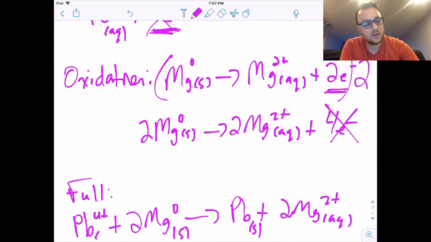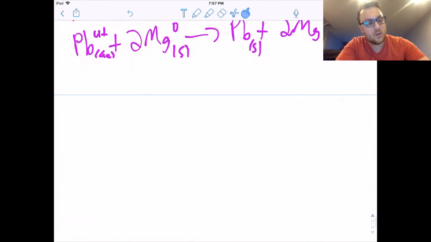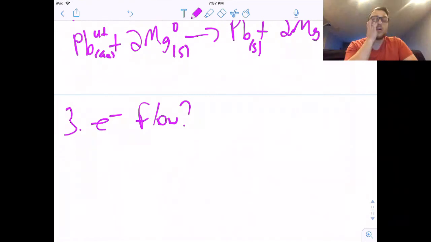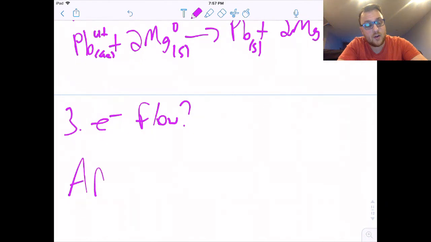Where are the electrons flowing? So what if there's a question on electron flow? You're going to sit there and go, wait, are they going from Mg to Pb? Are they flowing from Pb to Mg? They're flowing from anode to cathode. The electrons always flow from anode to cathode. Just say that.